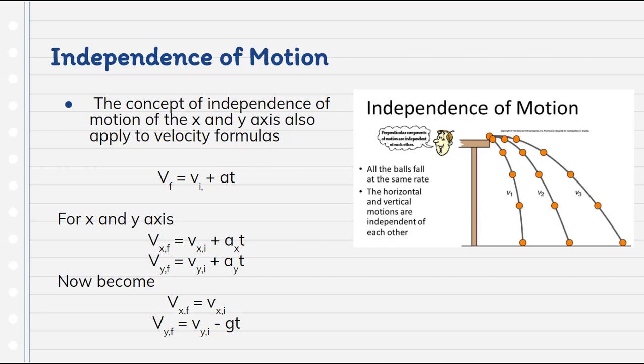However, the Y axis is different because we need to take into account the acceleration due to gravity. So we plug in gravity, and as we do, we keep in mind that it's negative g based on the relative motion of the object. And so we get the formula v_y final is equal to v_y initial minus g times t. So we can utilize these formulas as well to be able to calculate motion.